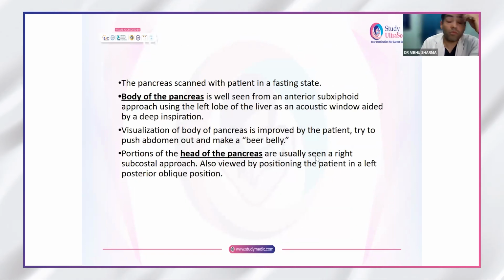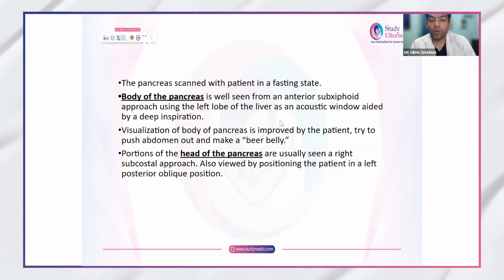So then when we go to the pancreas scan with the patient in a fasting state, body of the pancreas is well seen from an anterior xiphoid approach with the left lobe of liver as an acoustic window aided by a deep inspiration. Visualization of body of pancreas is improved by the patient trying to push the abdomen out and make a beer belly. So it will help you to visualize the pancreas. And portion of pancreas, pancreatic head, is usually seen at a right subcostal approach.